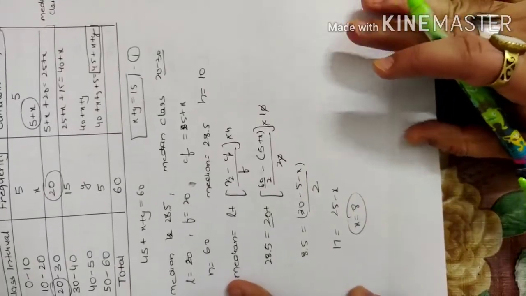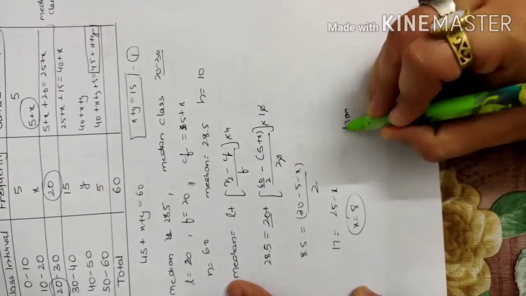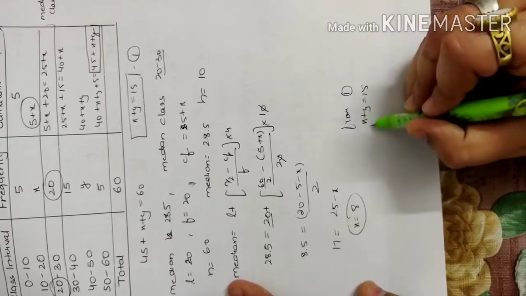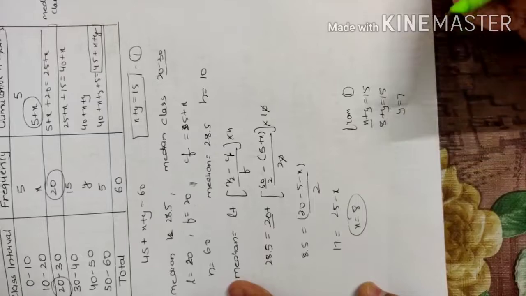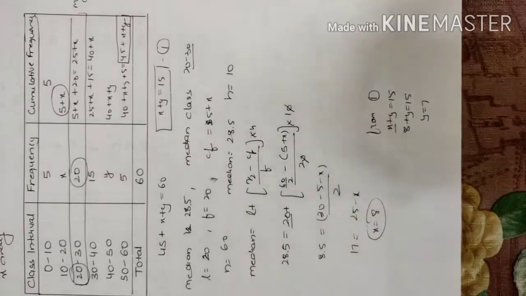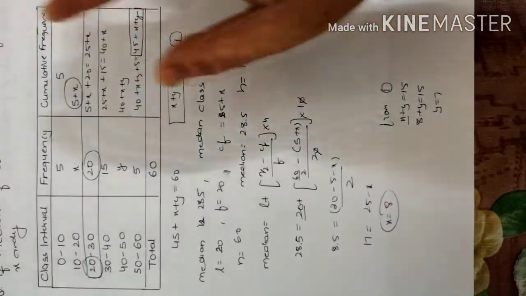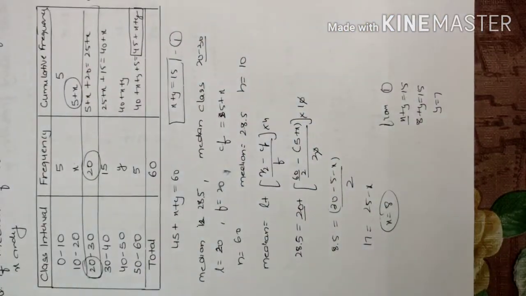Now we are supposed to calculate y from the first equation. We have x plus y as 15, substituting x as 8, 8 plus y is 15, so y will be 7. So this is how we can calculate two missing values when the median is given to you. So when you have to calculate the median, use the concept n/2, but when you are to find the missing values and you are given the median, then find the range where the median is lying.